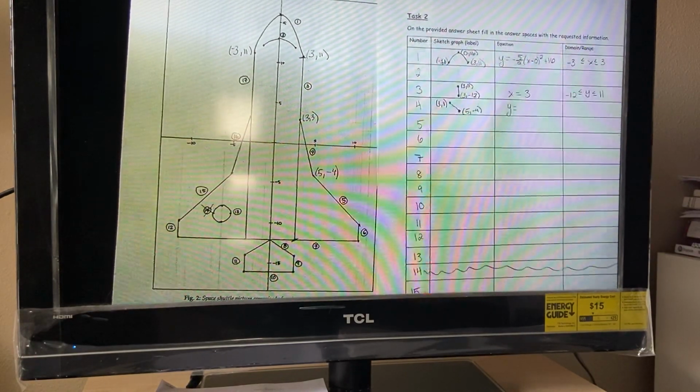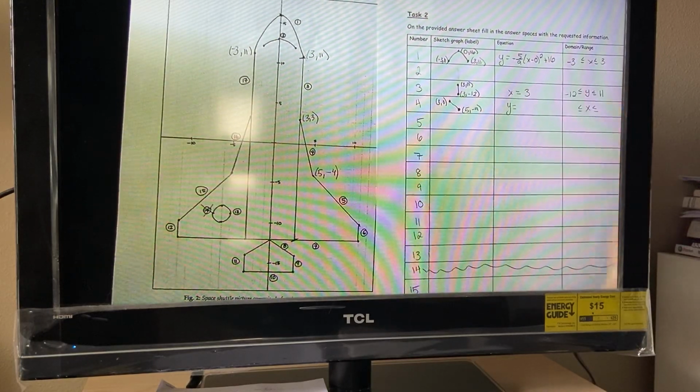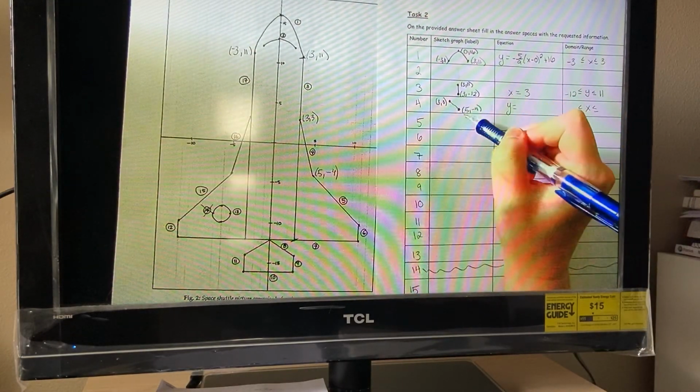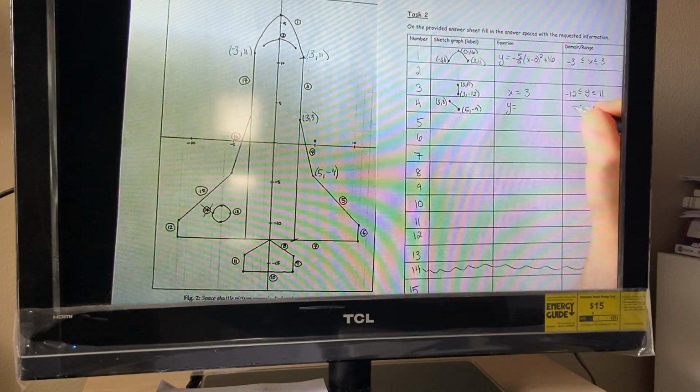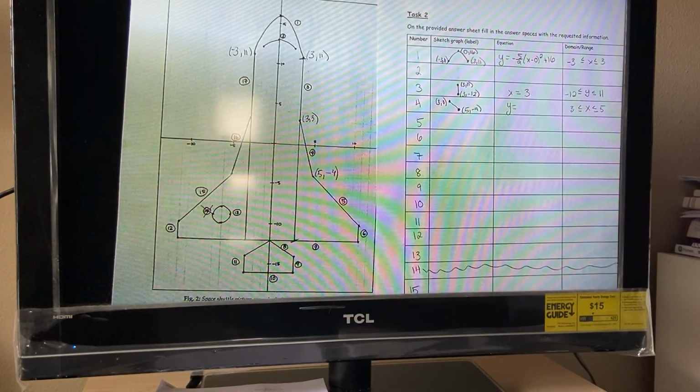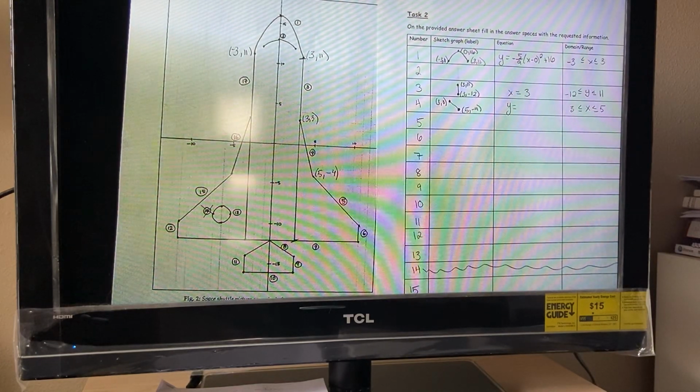Finding its domain or range is really simple. I'm just going to do the domain because the domain is usually easier. So I went from 3 to 5, right? So that's all I'll say. 3 to 5. Or you could have also told me the range for this one. You could have told me -4 to 3, but it's just easier to do the domain.